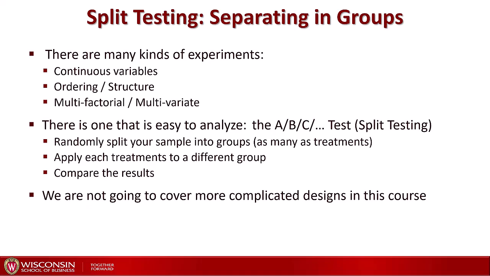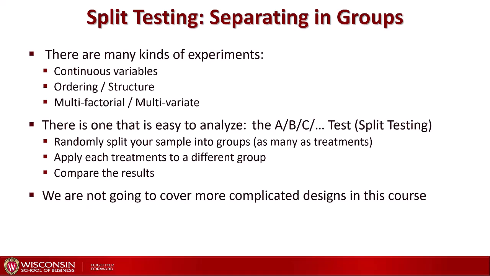You might test different ordering or structure, for instance, in what order should the options be shown on a menu or on a result page. Then you have multifactorial cases or multivariate cases, where you have many x's changing at the same time. For instance, you are developing a new drink, you might want to vary the amount of flavor, the carbonation, and the sweetness. There are very fancy methods to test all of these, but we are not going to cover them in this course. In this course, we are going to only discuss one type, and that is split testing.